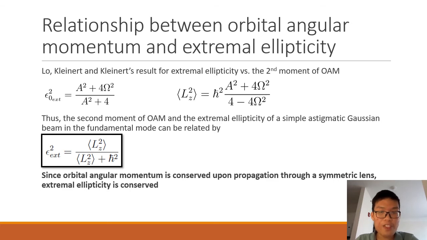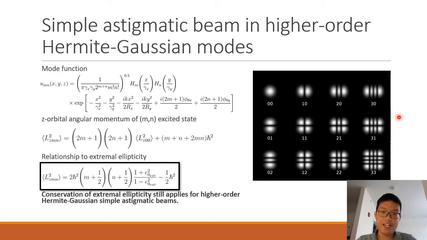The next step would be to move on to more complicated beams. So the first one we will tackle is the higher order Hermite-Gaussian mode. So here is the fundamental mode that we have been discussing. And as we move on to the higher order modes, the cross sections become much more complicated. And here's the mode function. You can see the Hermite polynomials here.